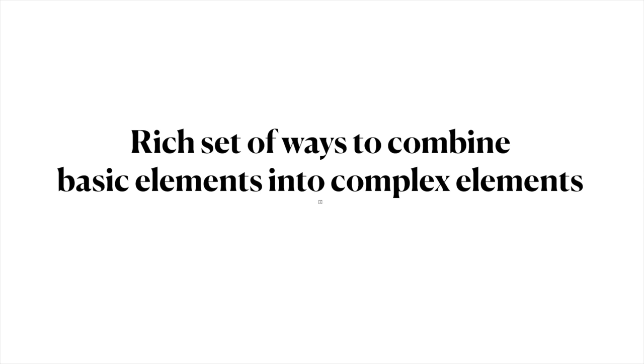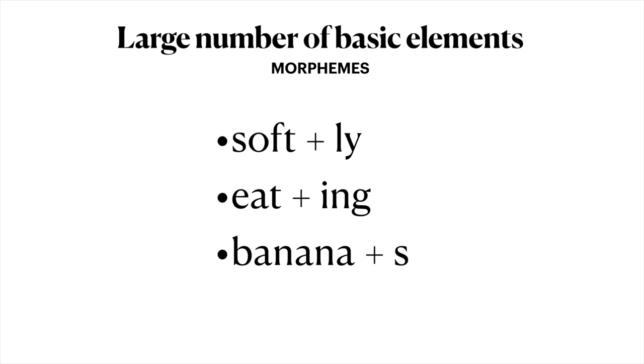Now, let's look at the second defining characteristic of language. Every language has a rich set of ways to combine basic elements into more complex elements. We saw that in the previous slide where we were combining morphemes into words. Soft and ly become softly. So this is going to be the most elementary type of complex unit, going from a set of morphemes to words.